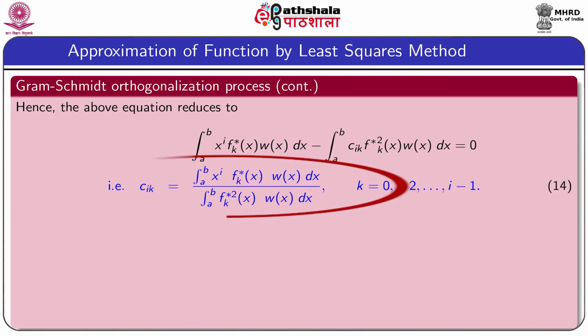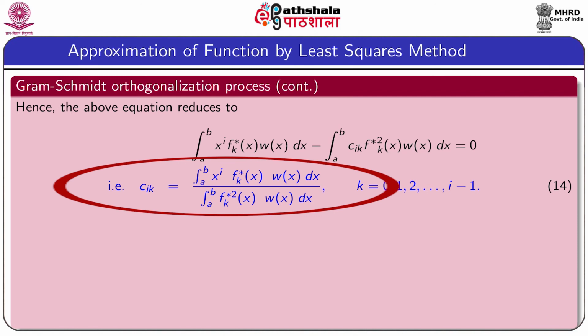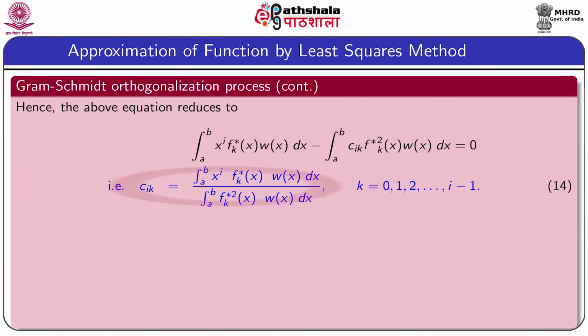Now, we can determine cik using this formula. In this formula, the numerator is integration a to b x to the power i fk star x w(x) dx and the denominator is integration a to b fk star square x w(x) dx, and this formula is valid for all k equal to 0, 1 up to i minus 1.